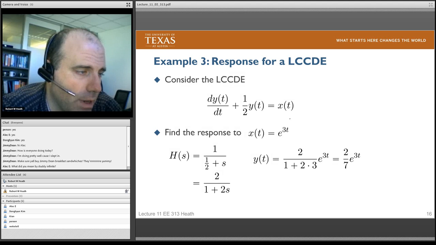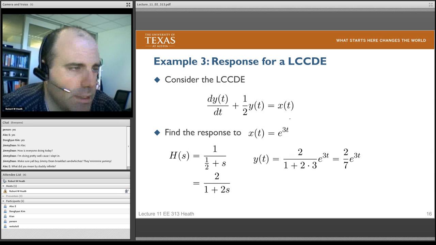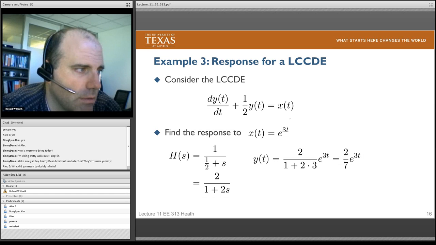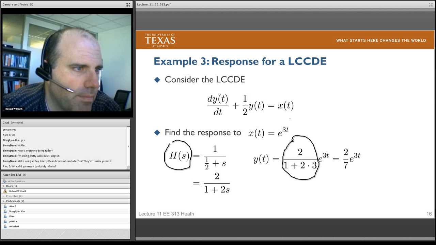And then now what I do to find the output for e to the 3t is I plug in 3 here. So I get 2 divided by 1 plus 2 times 3, times e to the 3t, or 2/7 e to the 3t. So we see that the first step here is computing H of s. And then the second step is evaluating H of s at the value of the exponential that we were looking at here. And that gives us the eigenvalue.